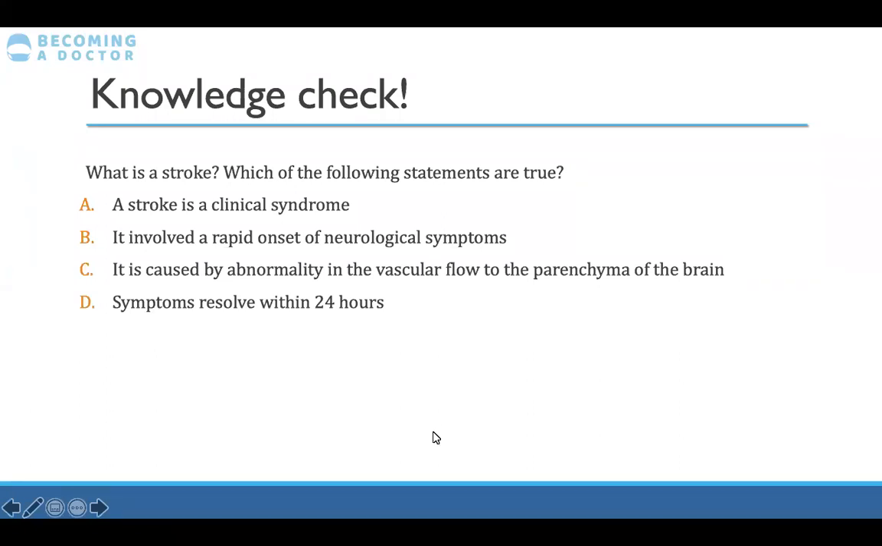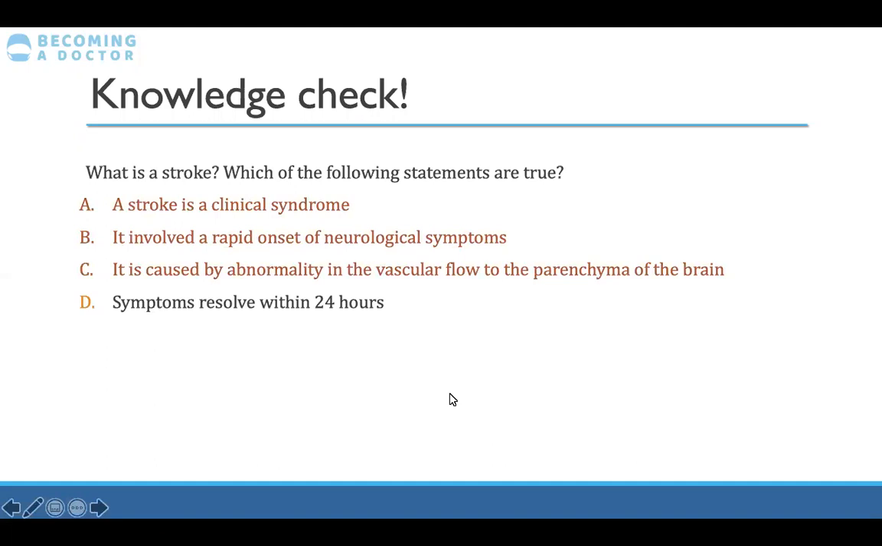Okay, great. Many of you might be confused by what the answer is here, and a lot of people have chosen 3, which is absolutely correct. But also 1, so A, B, and C are all correct. Stroke is a clinical syndrome involving a rapid onset of neurological symptoms, as someone already said in the chat, caused by an abnormality in the vascular flow to the parenchyma. And the symptoms do not resolve in 24 hours. That has a different name, called a TIA. So all 3 of the first phrases are correct.